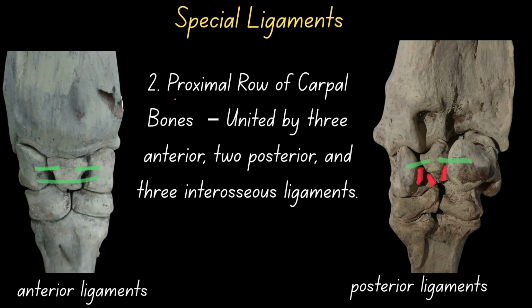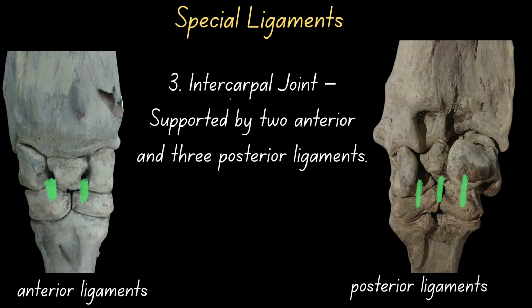Then we find special ligaments at the proximal row of the carpal bones. They are united by 3 anterior, 2 posterior, and 3 interosseous ligaments. You can see 1, 2 and 3 are the anterior ligaments, these 2 are the posterior ligaments, and these 3 are the interosseous ligaments. So they are found at the proximal row of the carpal bones.